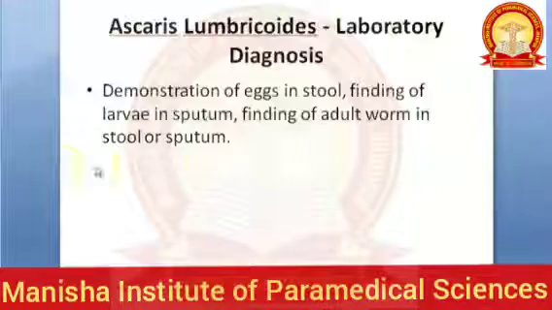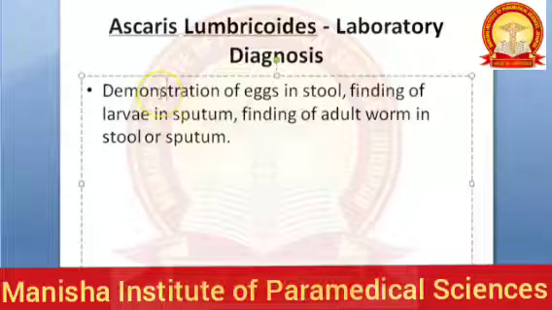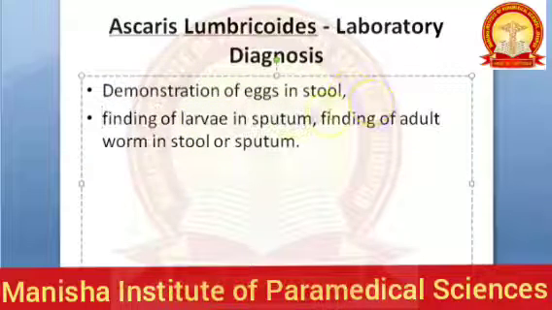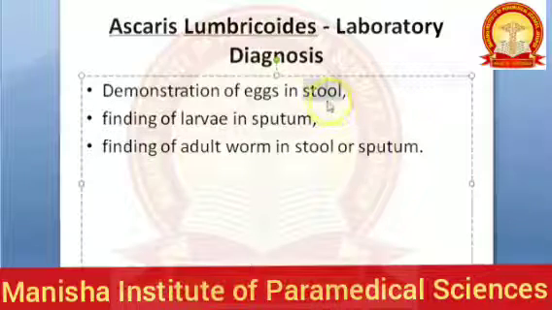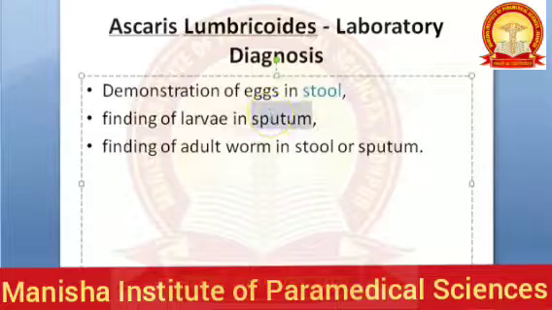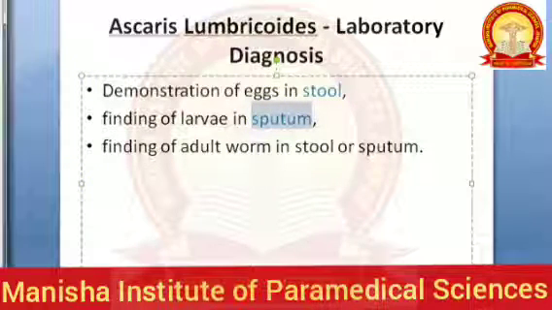Now we will move on to laboratory diagnosis. Just to give you a brief: demonstration of the eggs in the stool, finding larva in the sputum, and finding an adult worm in the stool or the sputum. So you will do stool examination and sputum examination. You can draw the eggs and explain their morphology. In sputum you will find Charcot-Leyden crystals, blood-tinged sputum, etc.